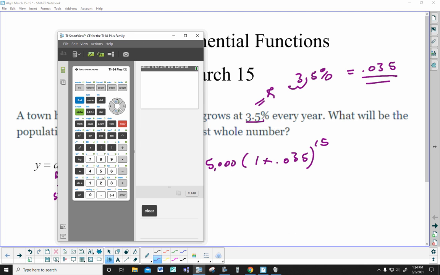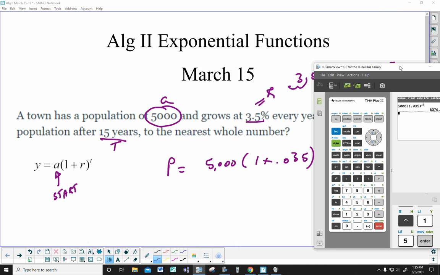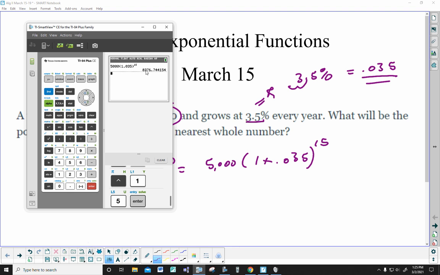Okay, so 5,000, parenthesis, 1 plus 0.035 is 1.035, close the paren, raise it to the 15th, and hit enter, and you got it. It says round to the nearest whole number. So that would be 8,377. 8,377 would be your answer.